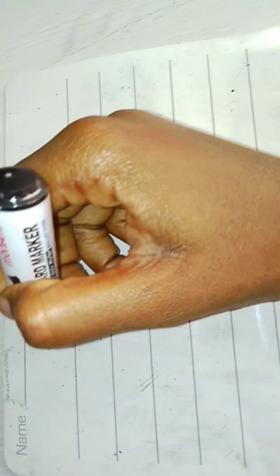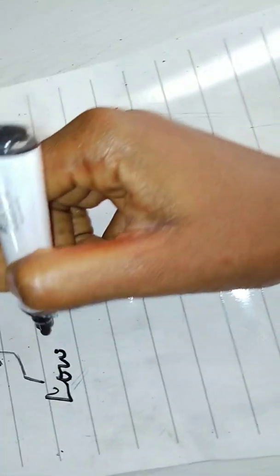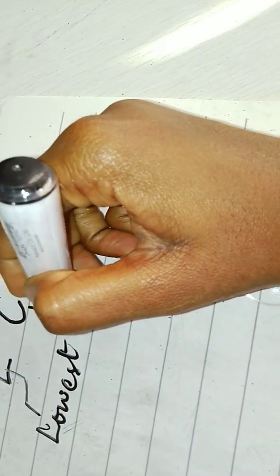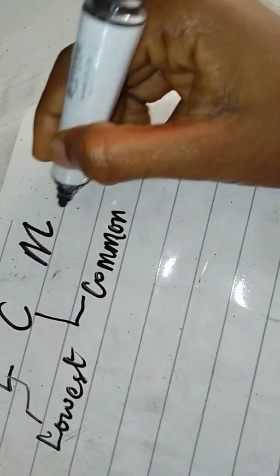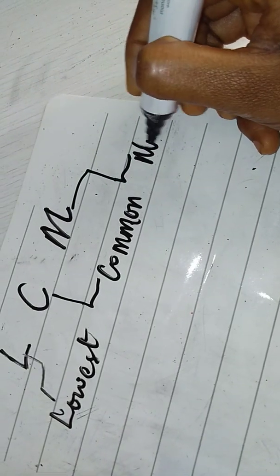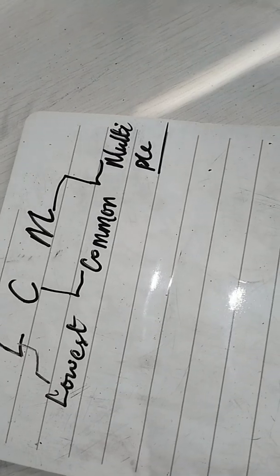Today we're going to be learning a thing or two about LCM and how to find the LCM of two or more numbers. Now, what does LCM mean? LCM simply means lowest common multiple. Lowest common multiple.